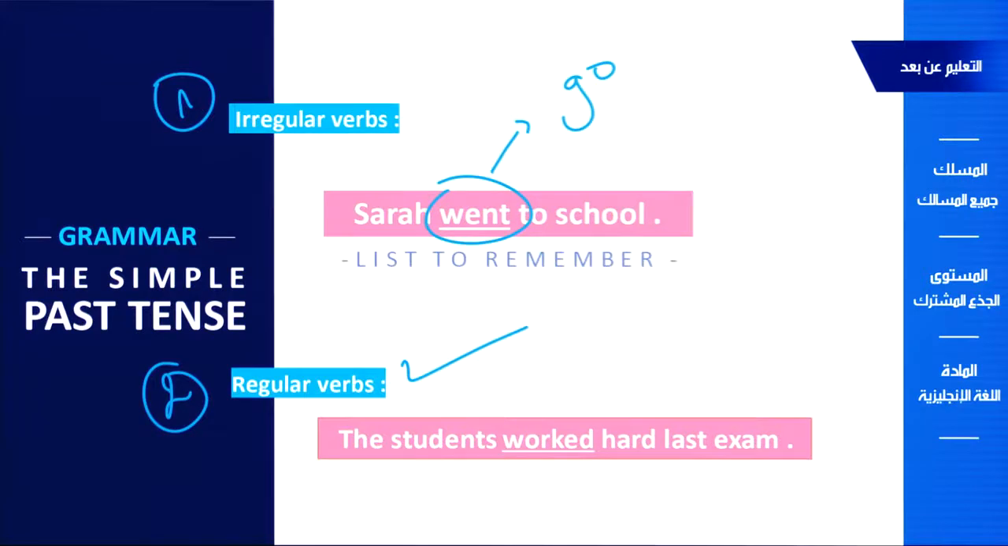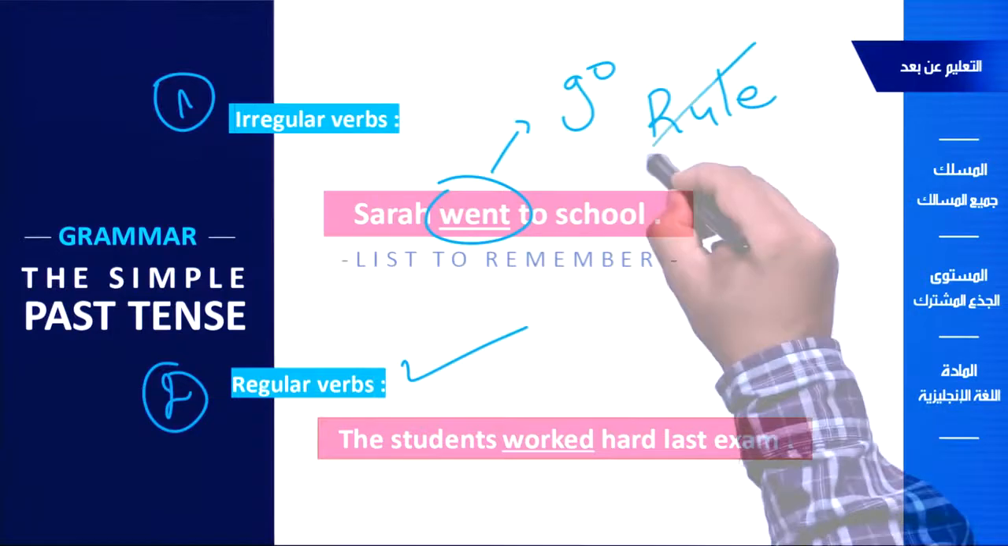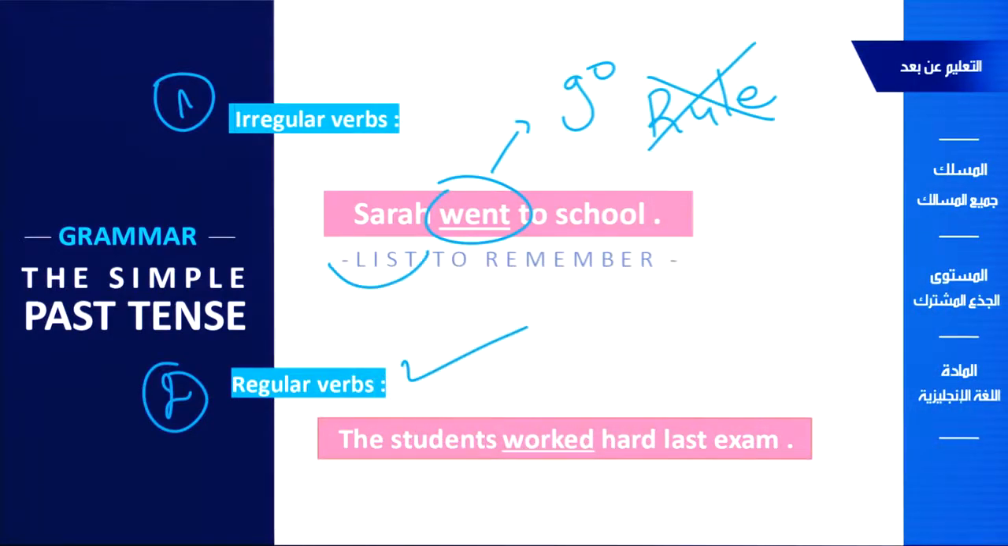As you can see here, we have a total change of this verb when it comes to the present and the past. We say, I go to school, this is present. And we say, I went to school yesterday when I'm talking about the past. So went is go in the past. Do we have a rule here? No, we don't have a rule. So what do we have? We have a list to remember.